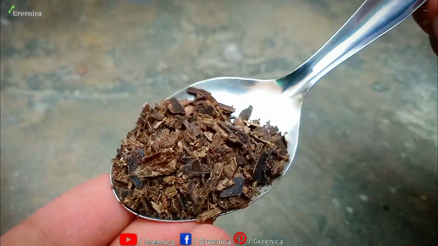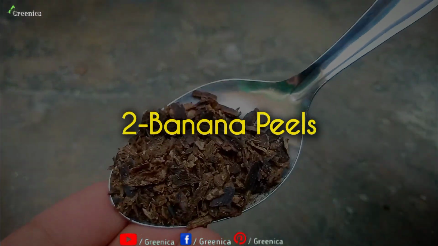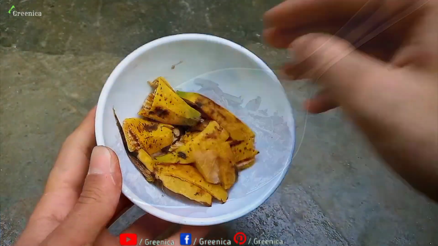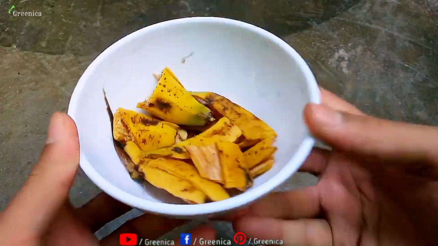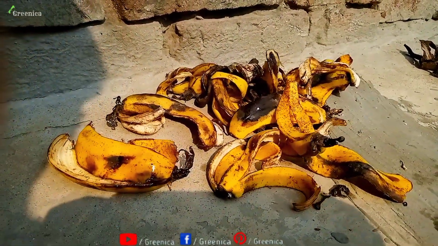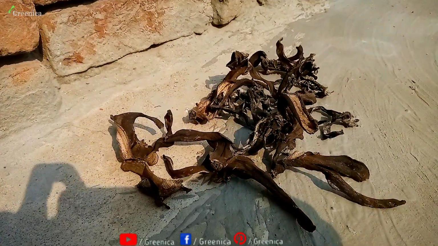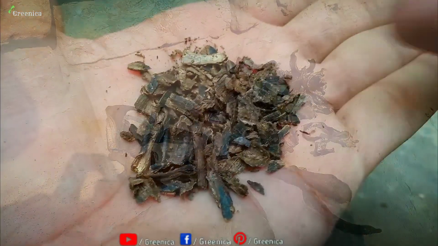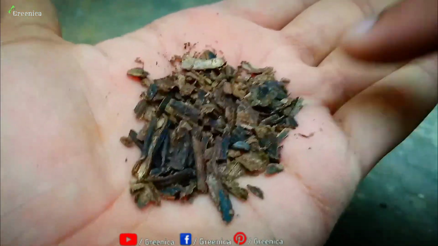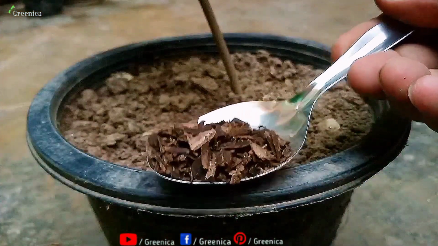Another organic source of potassium is banana peels. They are high in potassium along with other nutrients, but using it the right way is the key thing. Simply let the banana peels dry in the sun for a few days. When they are black, crush them into pieces or into powder form. Now you can apply this potassium fertilizer in the soil of any plant.